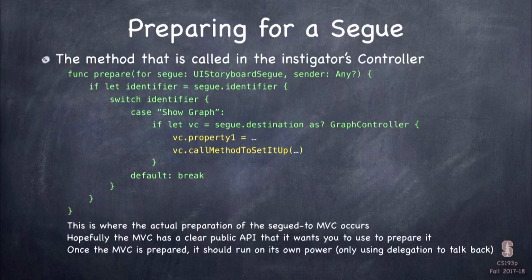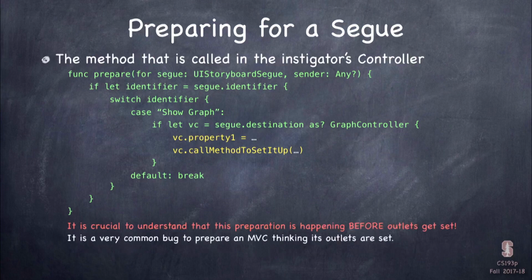Make sense? It's very important to understand prepare for segue. You just can't do any multiple MVC stuff without understanding this method. It's the most important method in all of multiple MVCs. All right? Now, red again. Look, some red on the slide. It is absolutely crucial to understand that when you are executing these yellow lines, you're preparing that MVC. When that's happening, that MVC's outlets have not been set yet.